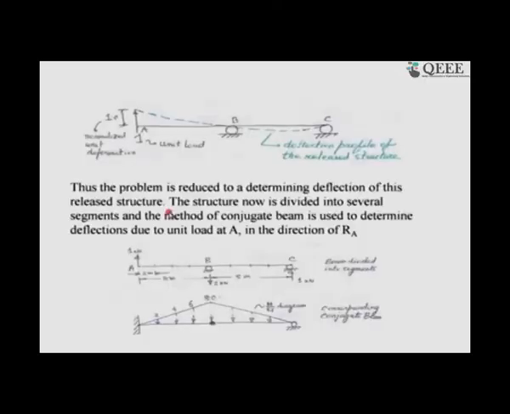Please see. I have divided the beam into several sections, because the problem is now reduced to determining the deflection of the released structure. We have divided the beam because it is statically indeterminate, and I am going to get points which will not correspond to linear variations. So, I need to keep track of the nonlinear variations, and this is how I divide it.